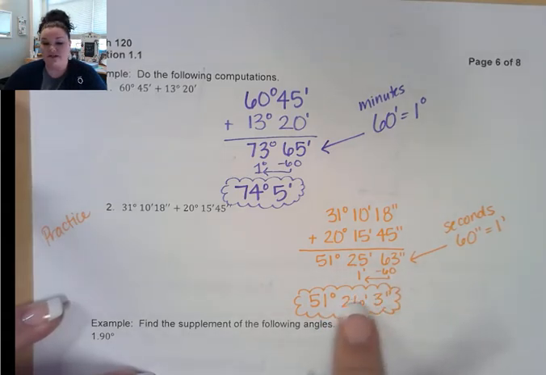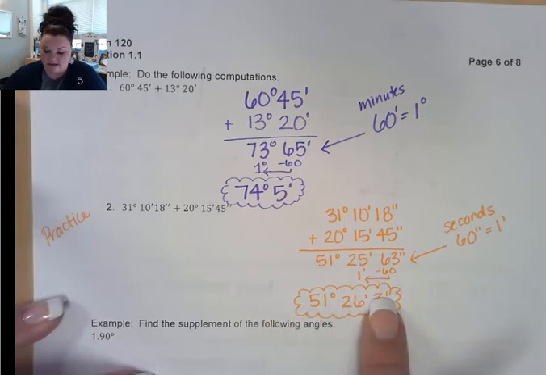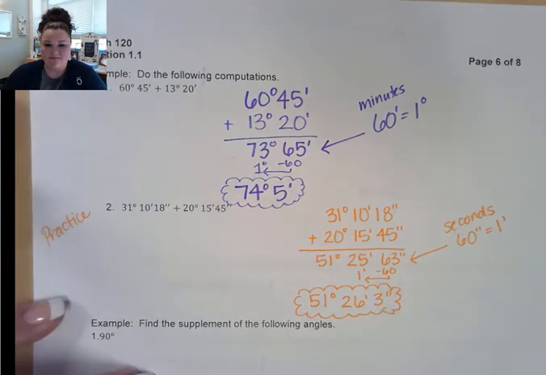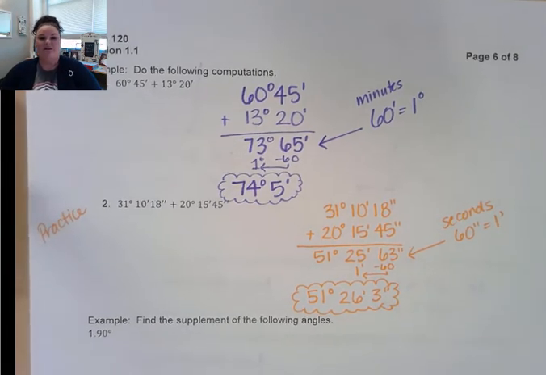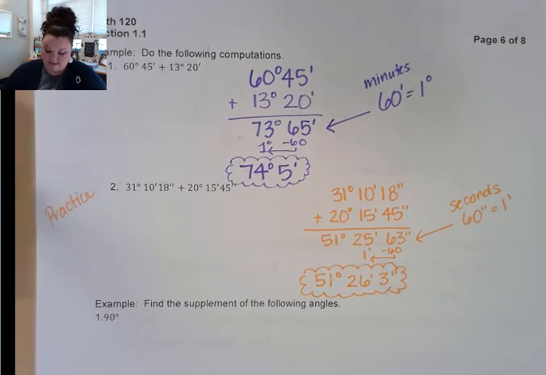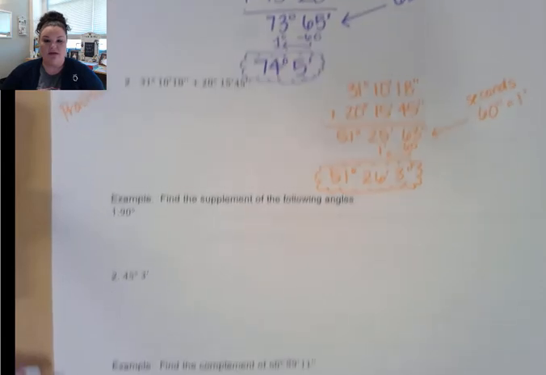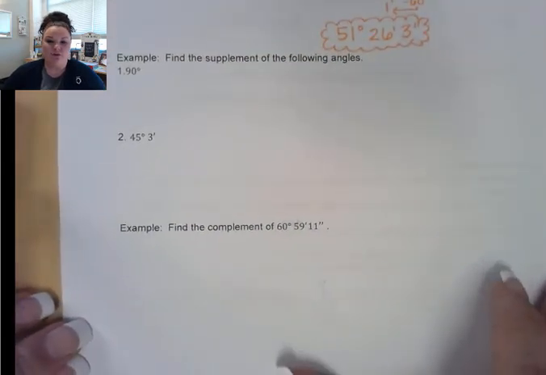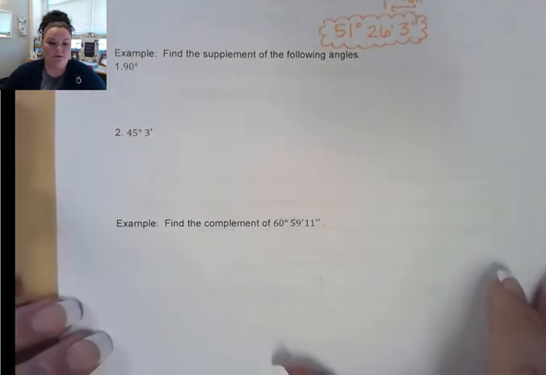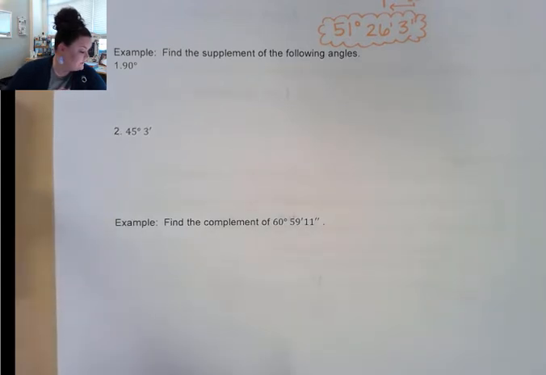And when you enter these on MyMathLab, there are no spaces here. Okay, you write it all together, just 51 degrees, 26 minutes, 3 seconds. Okay? All right, so now let's look at finding supplements or complements given certain angles. Okay, so I'm going to do 2, and then I'm going to have y'all try 1, I believe.